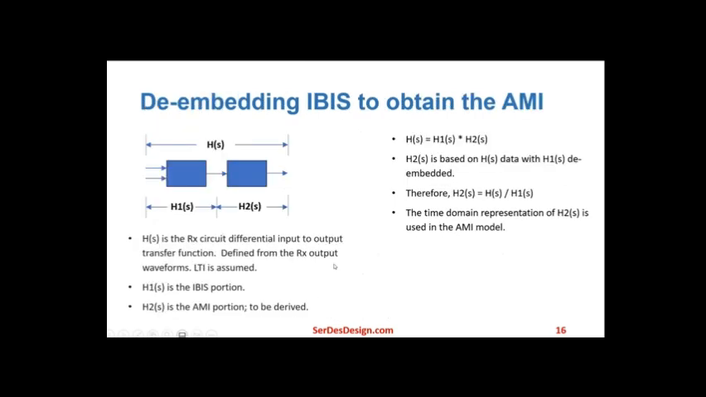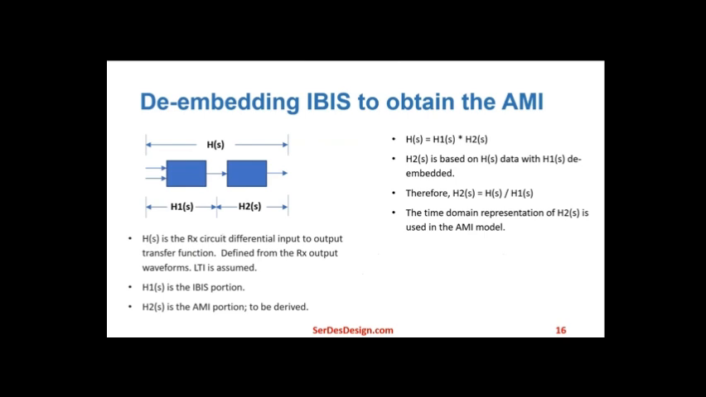Let's talk about de-embedding the IBIS characteristic to obtain the AMI model. In this figure, H(s) is the Rx circuit differential input to CTLE output transfer function and is defined by the Rx CTLE time domain waveforms or frequency domain spectrums or even the pole-zero characteristics. H1(s) is the IBIS portion. H2(s) is the AMI portion that must be derived.